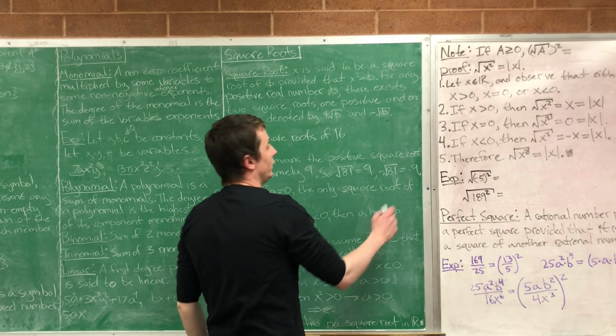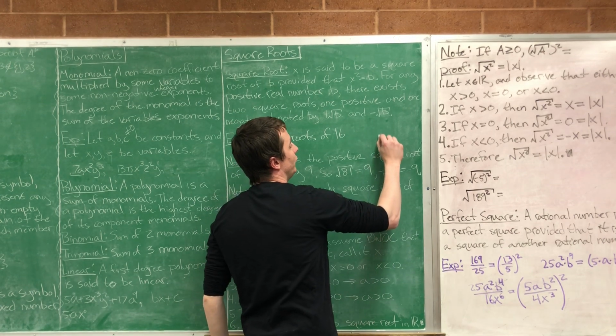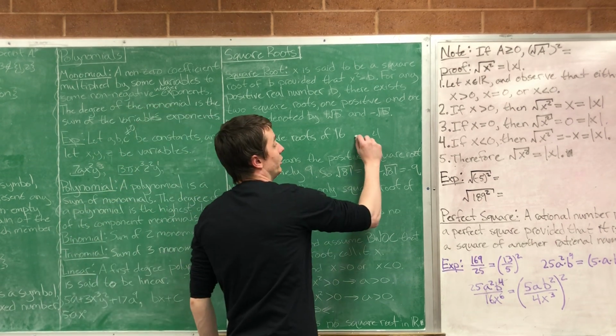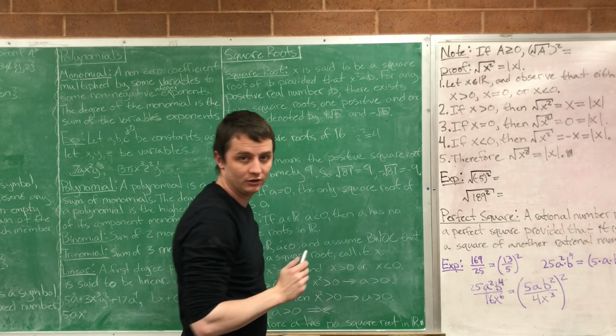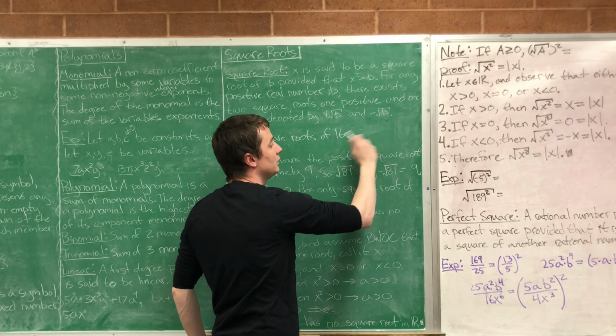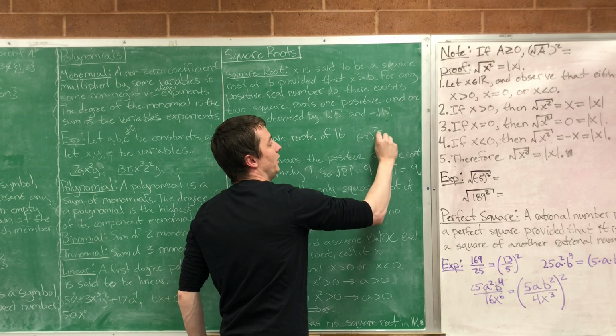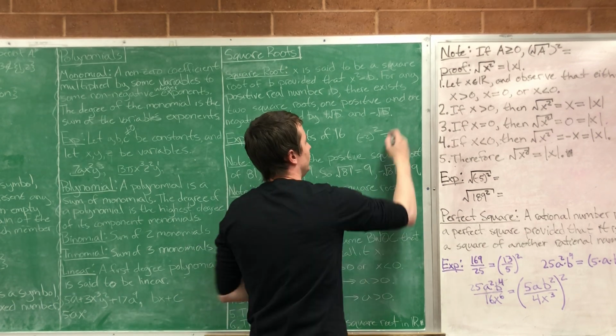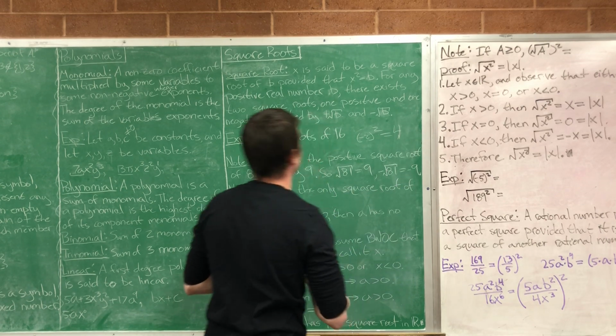Really quick, what are the square roots of 4? 2. 2 is a square root of 4, since 2 squared is equal to 4. Are there any other square roots of 4? Negative 2. Negative 2 is a square root of 4, since negative 2 squared is equal to 4. Right? Negative 2 times negative 2 is 4. Okay, so that's what we mean.